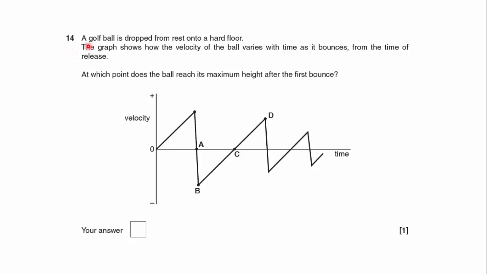So question 14, a golf ball is dropped from rest onto a hard floor. The graph shows how the velocity of the ball varies with time as it bounces from the time of release. At which point does the ball reach its maximum height after the first bounce?